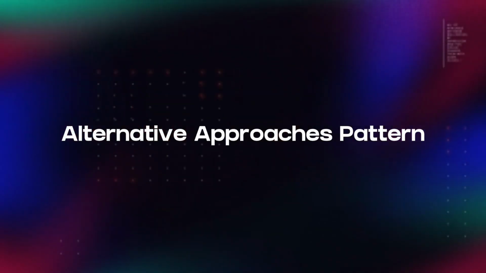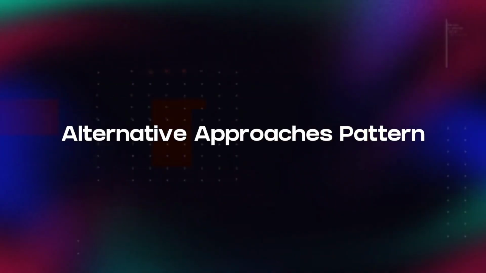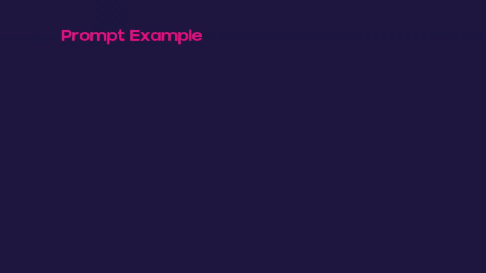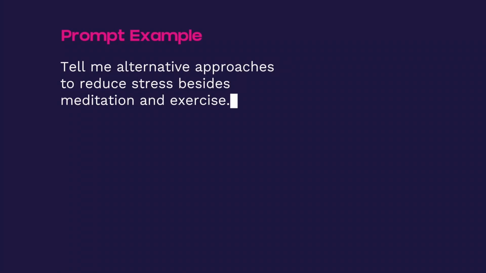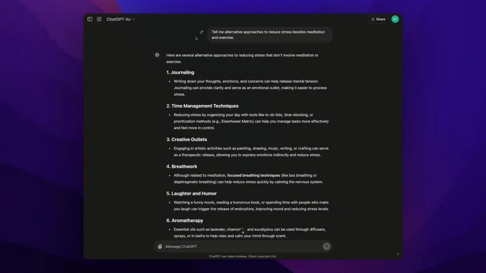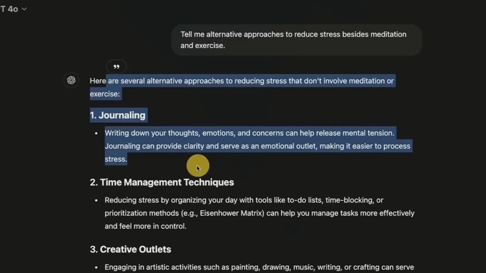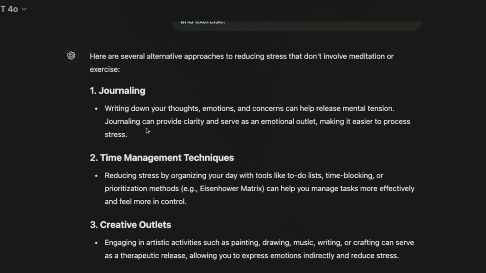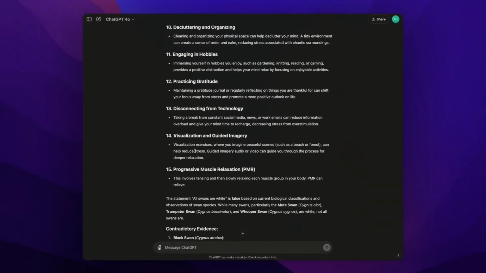Then next is the alternative approaches pattern. This prompts ChatGPT to suggest different methods or perspectives for explaining or solving a problem. An example prompt here could be, tell me alternative approaches to reduce stress besides meditation and exercise. And so you see the result here. I had the trigger word being alternative approaches. And now it's giving me some different approaches that don't involve meditation and exercise, like journaling, time management, creative outlets, and such. So they've actually given me quite a lot here.